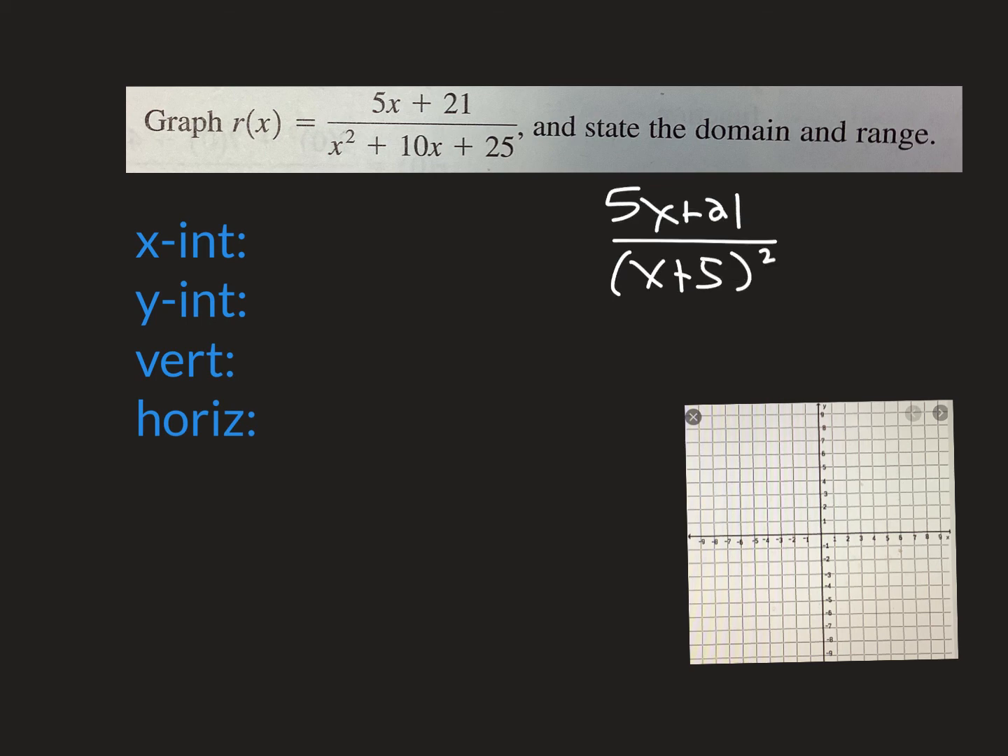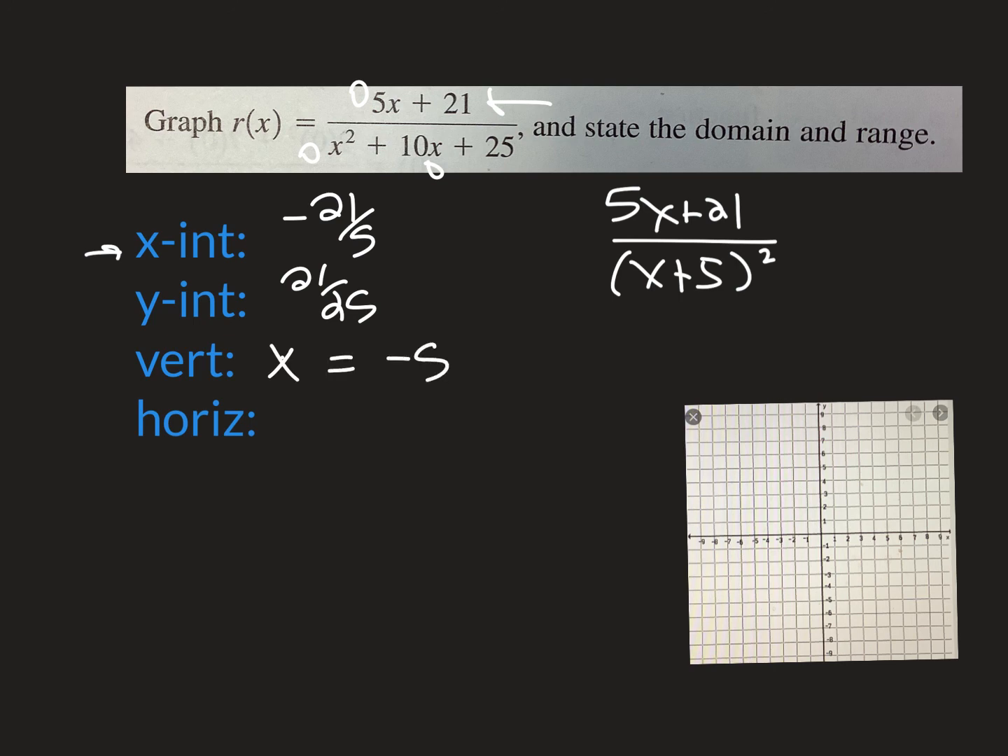So for the x-intercept, remember, it's whatever makes the numerator 0. In this case, it's -21/5. And if you can't figure that out just by looking at it, you can take that to the side somewhere, set it equal to 0, and solve it. The y-intercept, I'm going to plug a 0 in everywhere, there, and there. That leaves me a 21 and a 25. So there's my y-intercept, which is a weird number. The vertical asymptote, whatever makes your denominator 0, which would be -5.